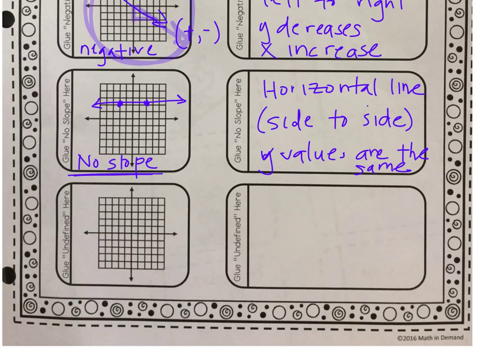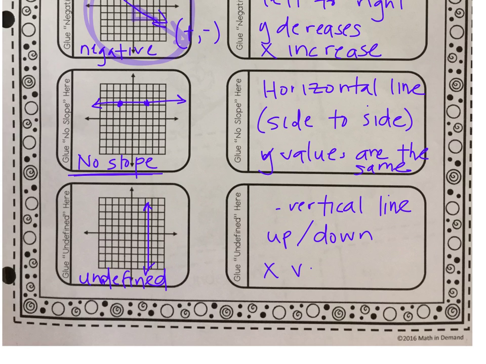If it is a vertical line, this is an undefined slope. It means it's a vertical line. Means it goes up and down. And it means my x values are the same.